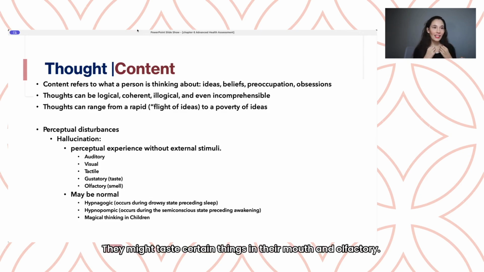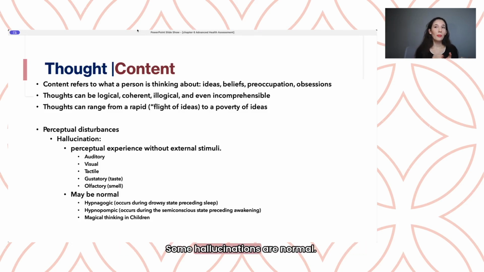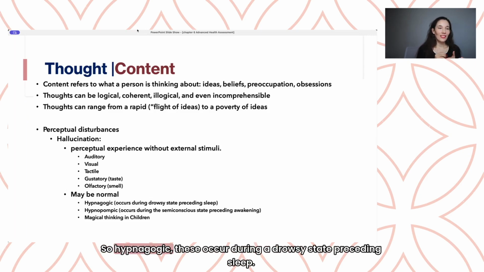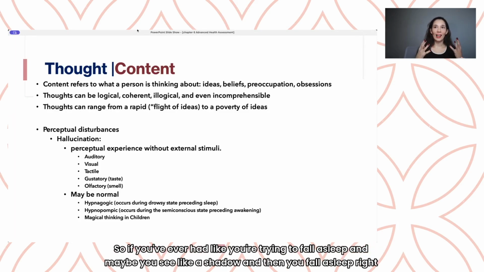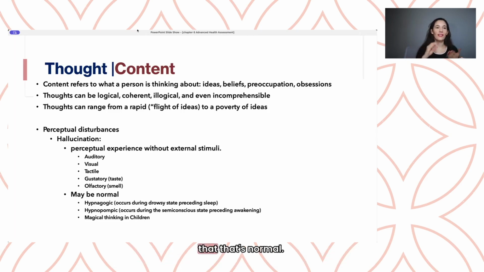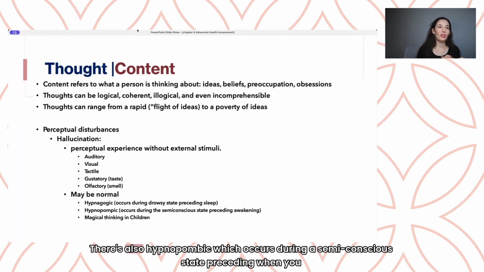Gustatory is taste. They might taste certain things in their mouth, and olfactory, they might be getting certain smells that aren't there. Some hallucinations are normal in certain settings. So hypnagogic, these occur during a drowsy state preceding sleep. So if you've ever been trying to fall asleep and maybe you see like a shadow and then you fall asleep, right? That's normal.